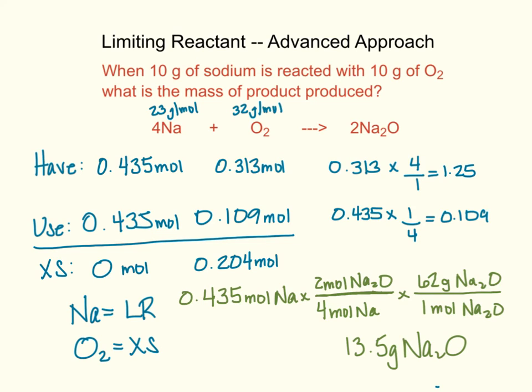And again, remember, this is the advanced shortcut approach. So if you're really comfortable with the other more basic approach, try this one out. Take a look at these examples. Try some previous examples using this approach and see if you get the same answer. This will certainly save you some time if you are really comfortable with doing your mole conversions and stoichiometry.